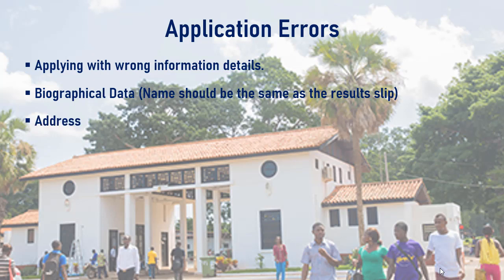Address information. You should always make sure to provide the correct address information, contact information. Prospective applicants should always do well to provide their personal contact information, such as their phone numbers, their email address, and these contact details should be very active, because when you gain admission successfully, you'll be contacted with the details you provided.